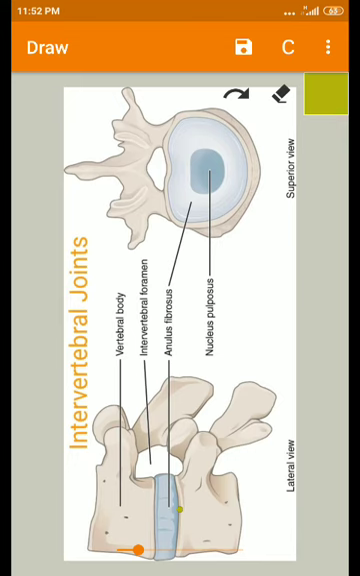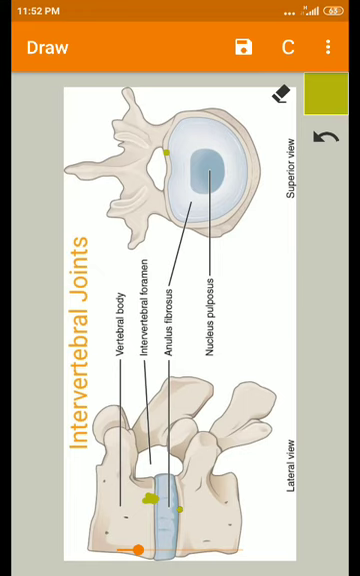The main function of this disc is that it gives shape to the vertebral column. It acts as a shock absorber. Because of their elasticity, they allow slight movement of the vertebral bodies on each other. These movements are greater in the cervical and lumbar regions because the height of the discs is greater compared to the other regions. This is about the intervertebral disc.